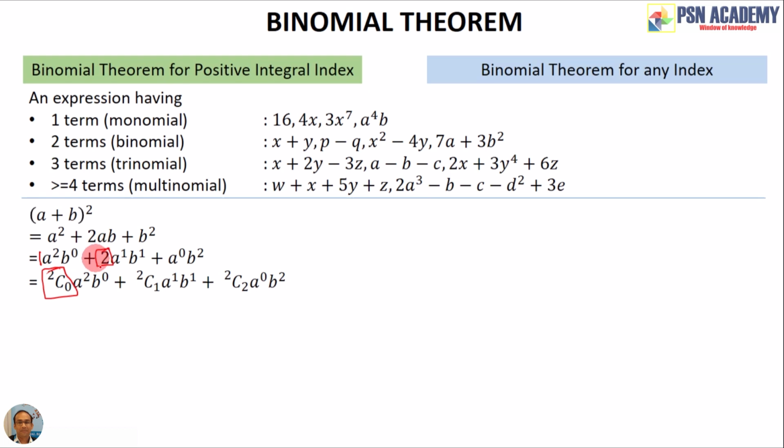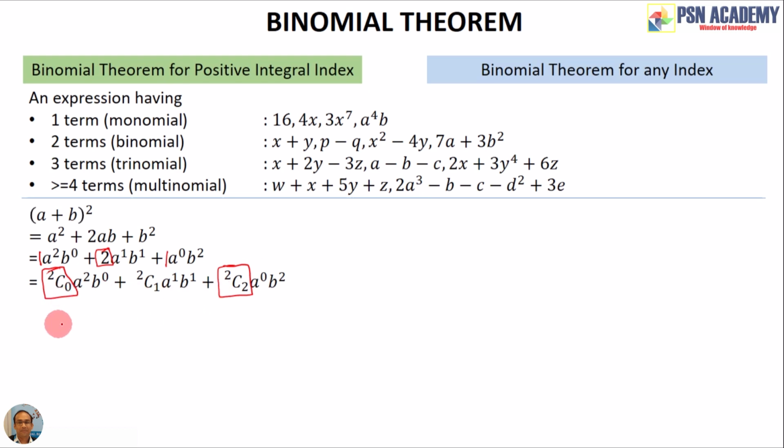There is 2 here. So this 2 can be replaced with 2c1 because 2c1 will give you 2. And here also 1 is there. So in place of 1, now we can write 2c2 because 2c2 will also give you 1. Now do you notice one thing?